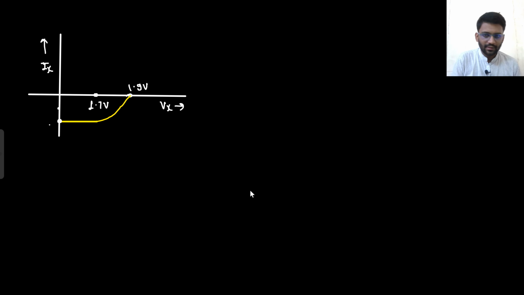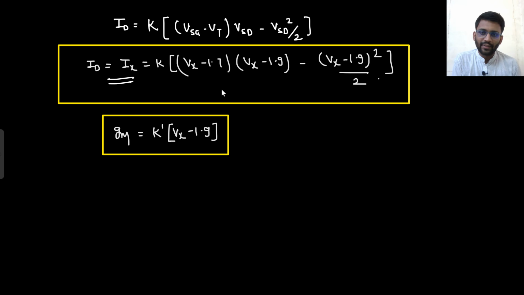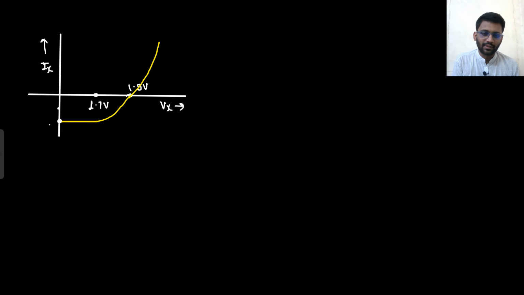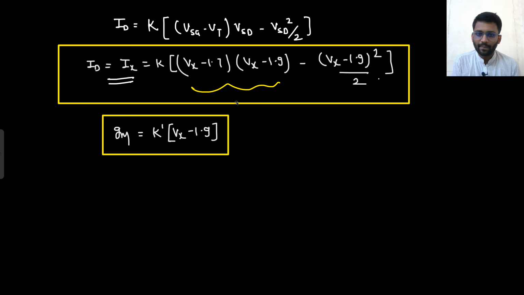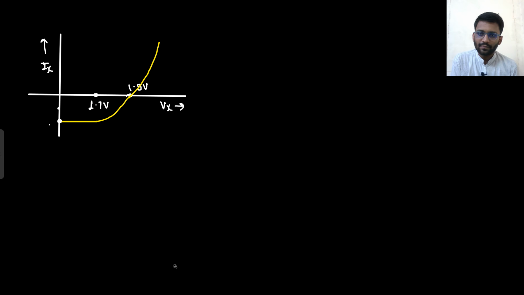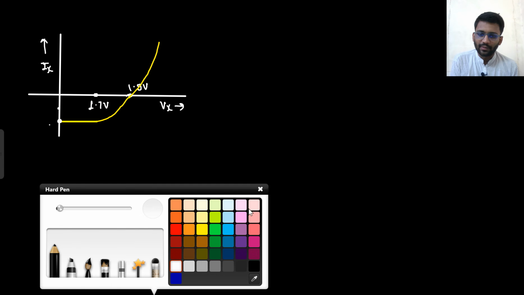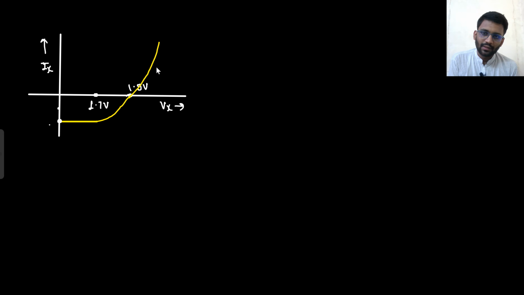So after that, after 1.9, it will increase like this. Because I told you, if Vx is increasing, the current will increase only, right? This expression will not increase that much, but this expression will increase. So the current will increase only. It will keep on increasing, but we are going to draw till 3 volt only.